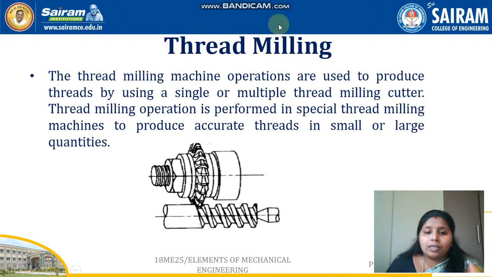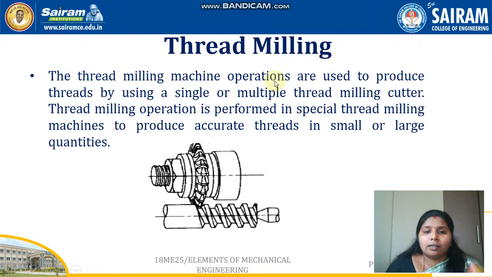And the next one is thread milling. The purpose of thread milling is to produce threads on the workpiece. A suitable cutter is chosen according to the need, and a thread milling operation is performed on the workpiece. The cutter will usually be of this shape, and threads are produced as in this diagram.